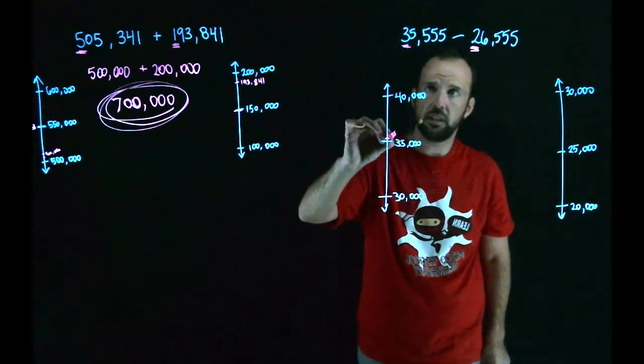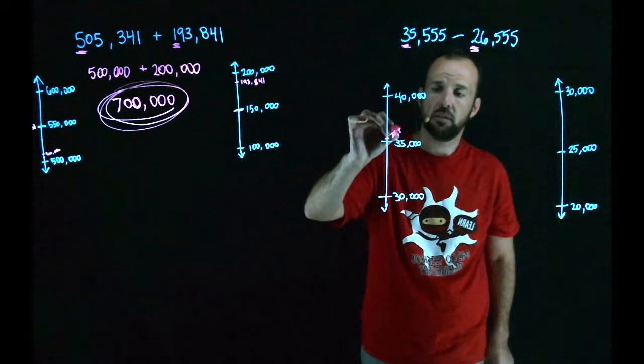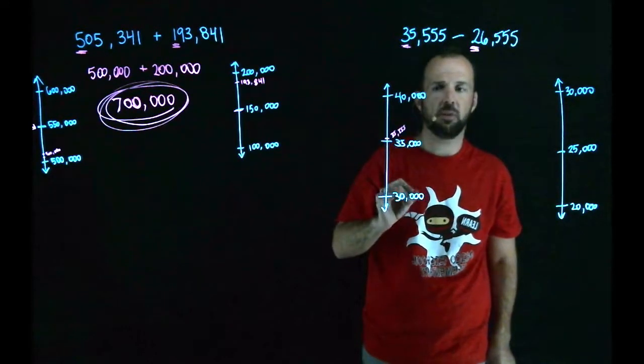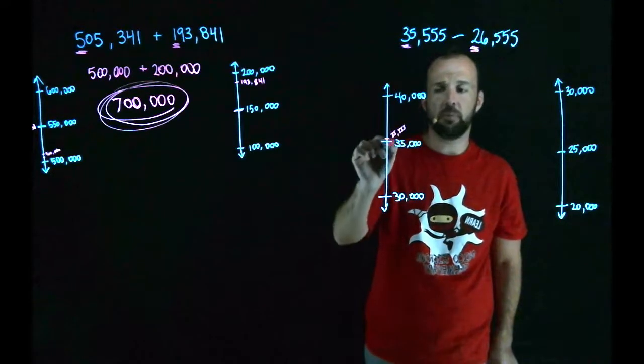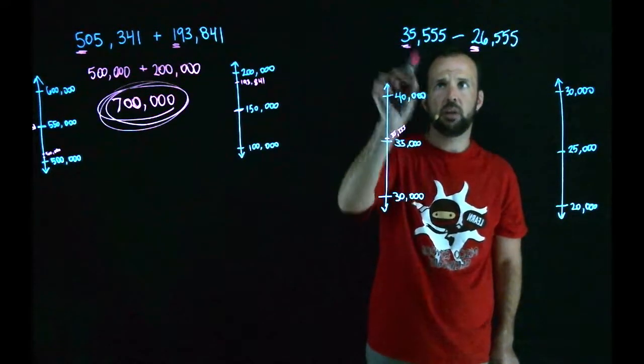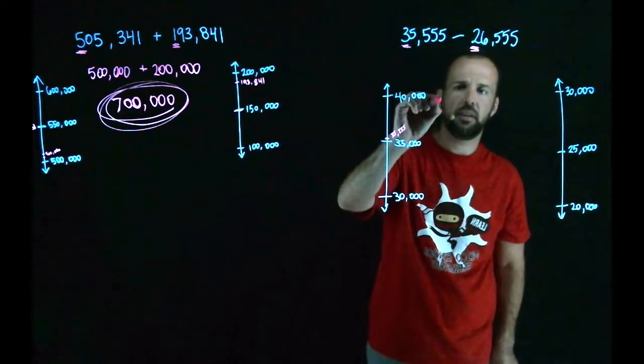So our guy would be here. Sorry for my small little squiggly fives there, but he would be there. So he's above our halfway point. So that would mean we're going to round this guy up to 40,000.